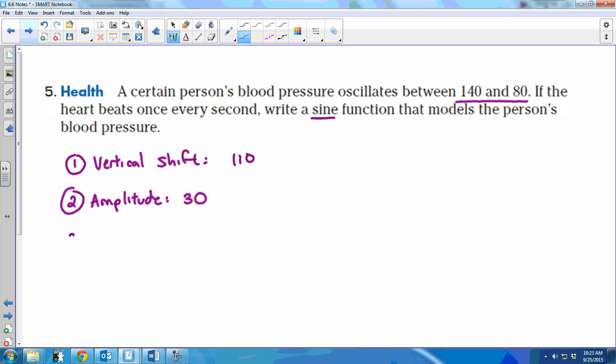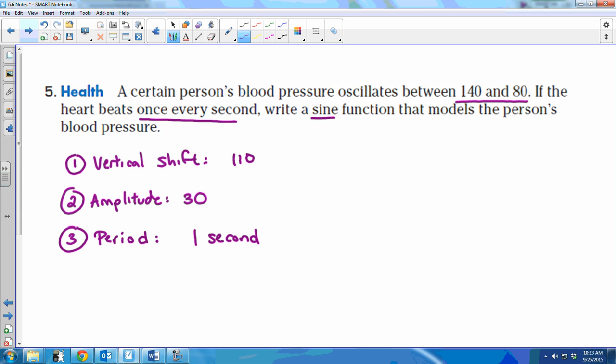All right, need to figure out the period. Remember, the period is just how often something repeats. So it says, how often does the heart beat? It says once every second in the problem. So the period is 1 second.